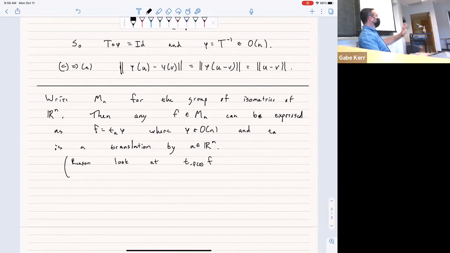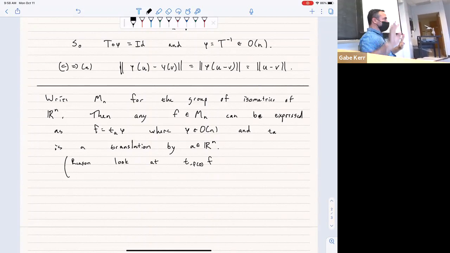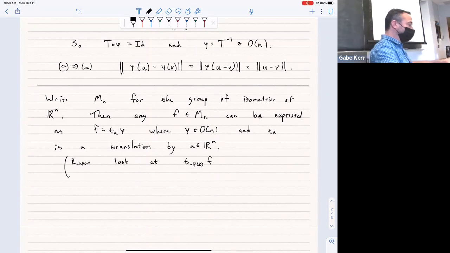So translation, we'll all agree that is an isometry, right? If I pick up space and I translate it, I'm not changing distance. I'm moving all the vectors by the same amount. So if f is an isometry, then this composition is an isometry. I'm not writing the circle composition, it's just that's the group operation.